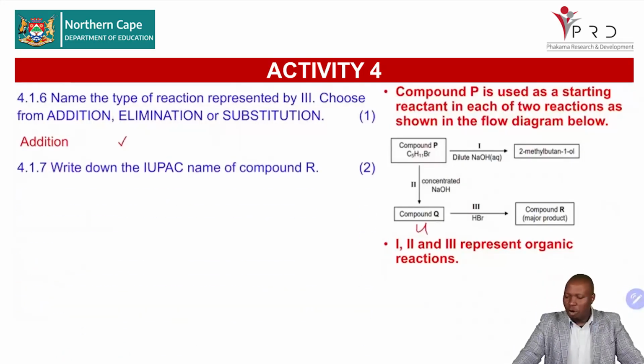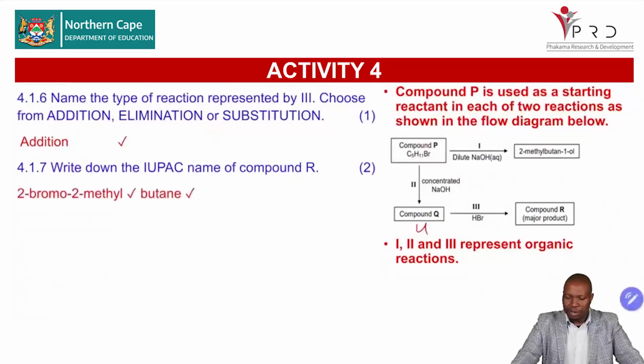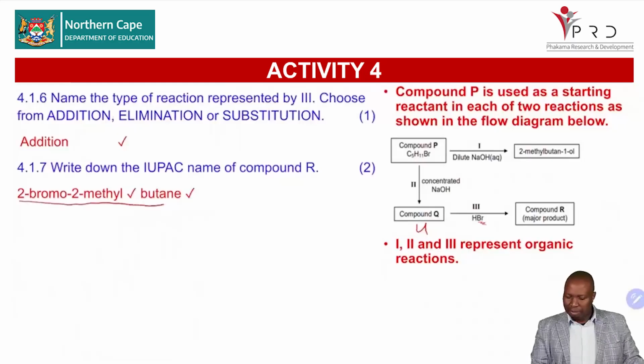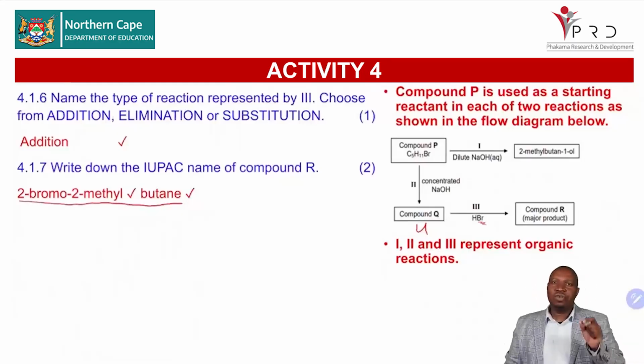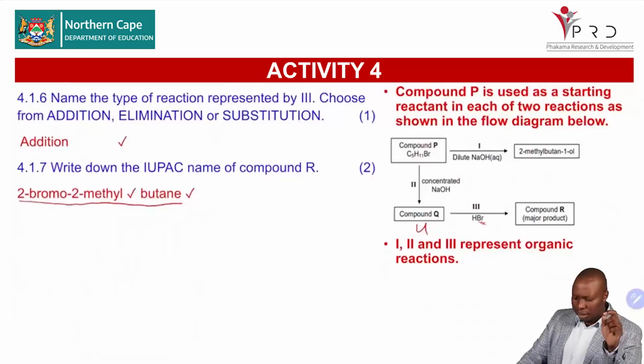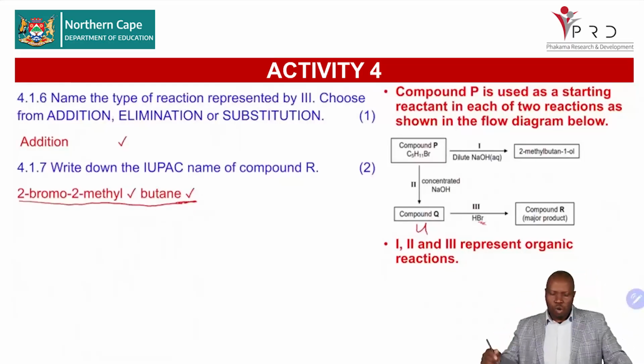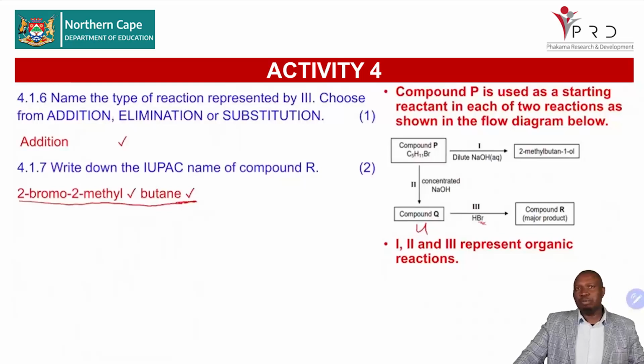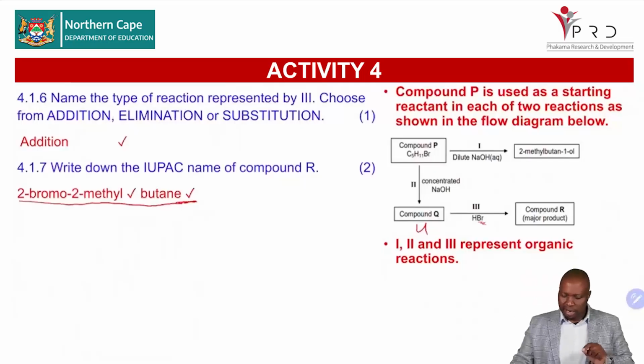Write down the IUPAC name of compound R. You are just putting the Br there, so you know that you will have 2-bromo, 2-methyl. Remember, you're bringing the bromo there. 2-bromo, 2-methyl butane. Here we're talking to the issue of your product now, to say that your product must be in terms of the rules. Remember, your bromo will go for the carbon, the poorest carbon. The poor here becomes much poorer.